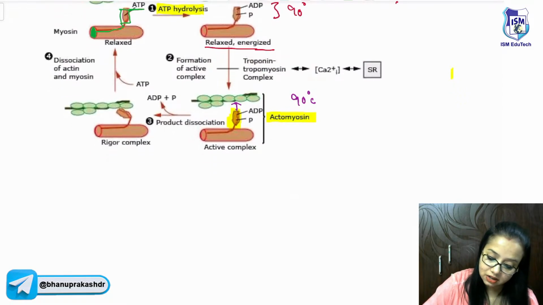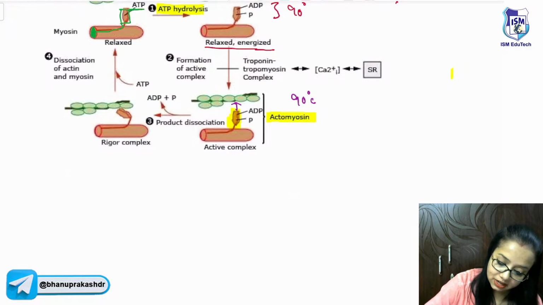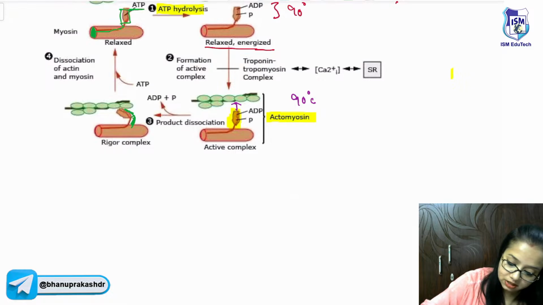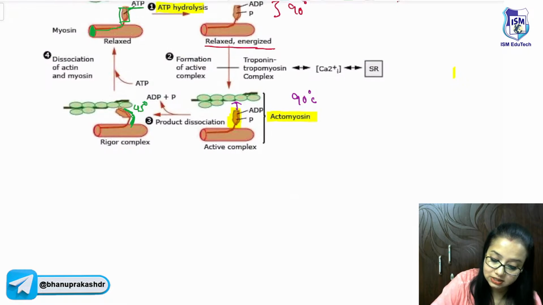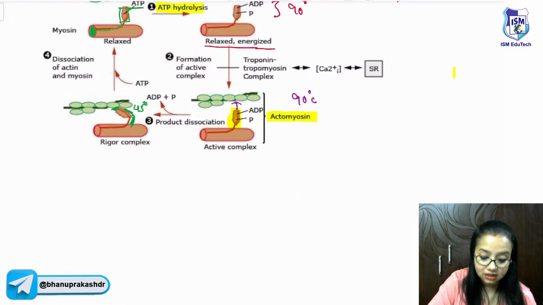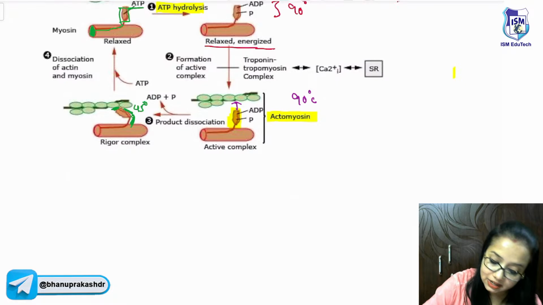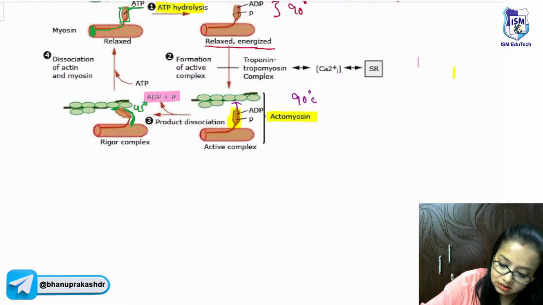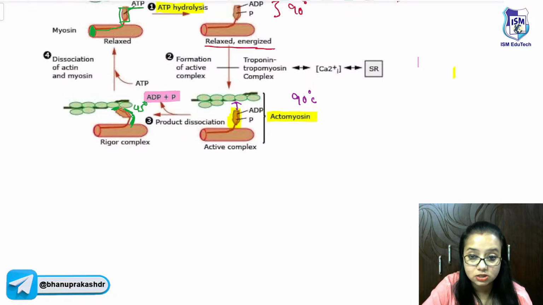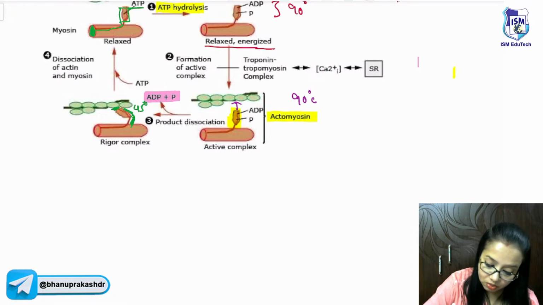Okay. Now, in this actomyosin complex, there is bending of the myosin. As you can see, the myosin through the flexible neck region has formed a 45 degree angle and it has touched the active site of the actin. Now, as soon as it touches the active site of the actin, next what happens is release of the ADP and IP. And once the ADP and IP is released, it gives the power stroke.